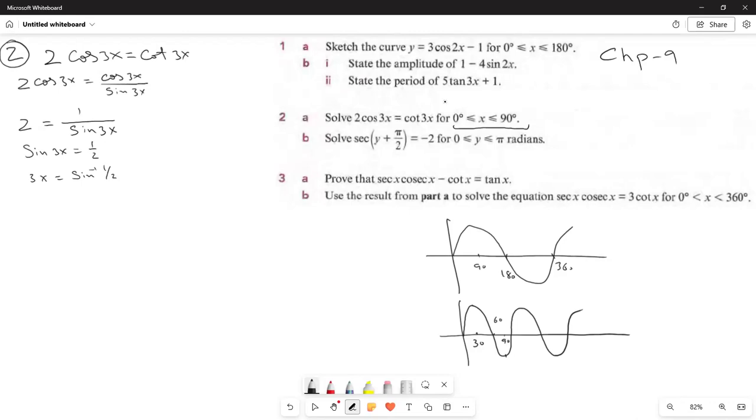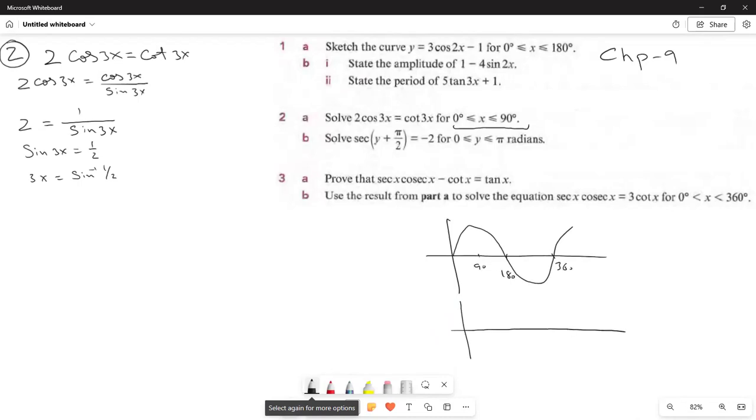My writing is not very good, so I hope you can manage. Okay, let me do this part again. I'm saying that I'm going to sketch this for one period only. Okay, so now, as I said, this is 30, this is 60, and this is 90.